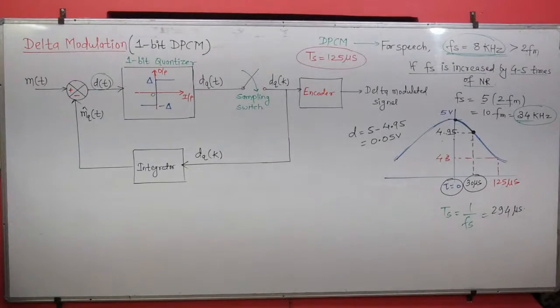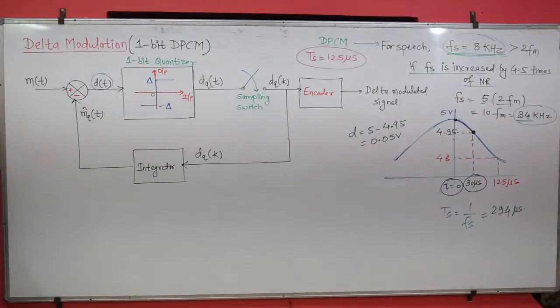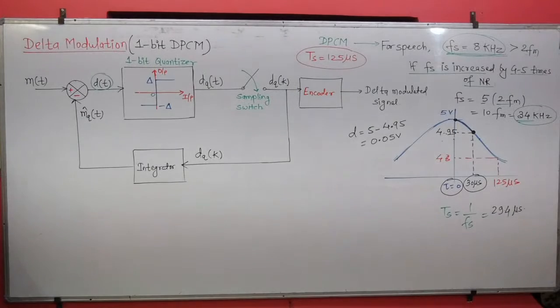Increasing the bit rate means you are increasing the bits per second. So in 1 second you can transmit more number of bits using less bandwidth.